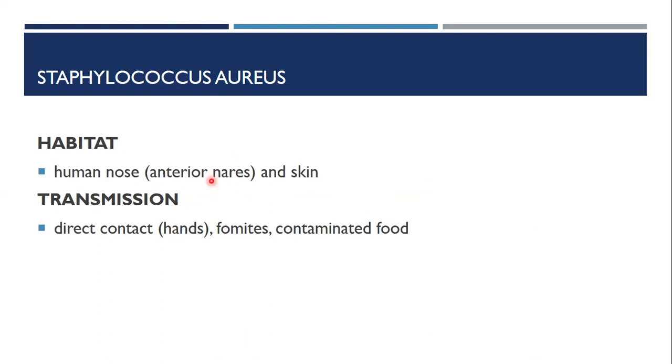So it's kind of being a normal flora. It's kind of everywhere on the surface of our body, particularly the skin and our nose, and we transmit this to another individual via direct contact, through fomites, or contaminated food.